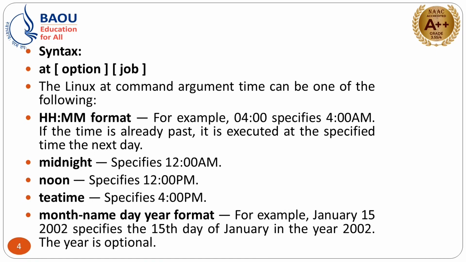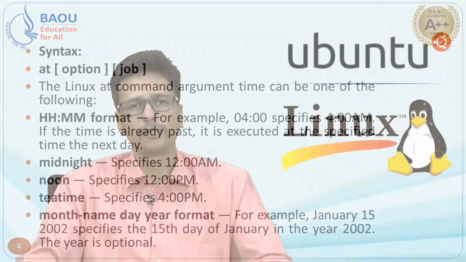Then noon, that is 12 pm. Then normally tea time, that is 4 pm. Then month name, day, year format. So for example, if you want to execute a particular command or job at a specific time, say January, some date is given, you can see in the option, and then after that some year. So that job will be executed on that particular day and particular date, right?